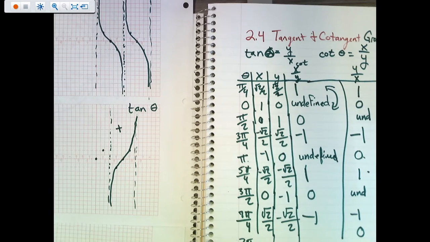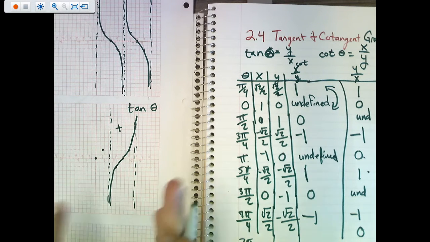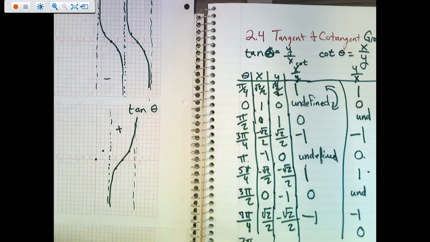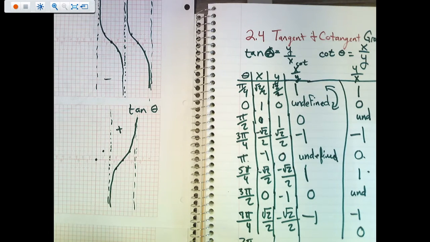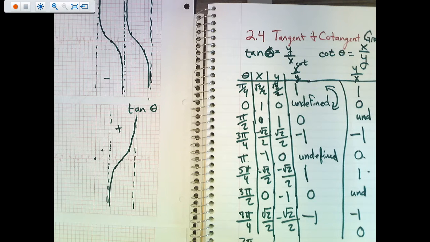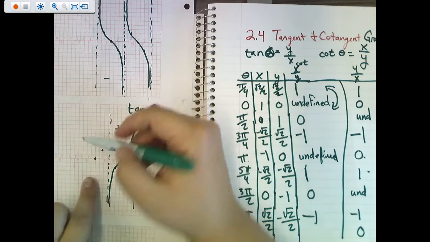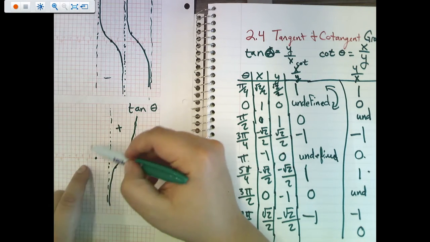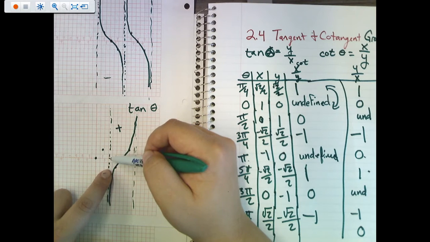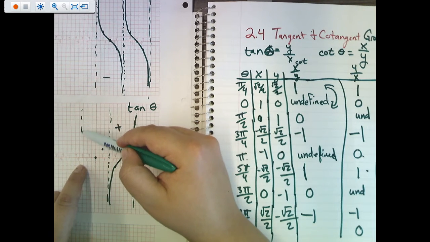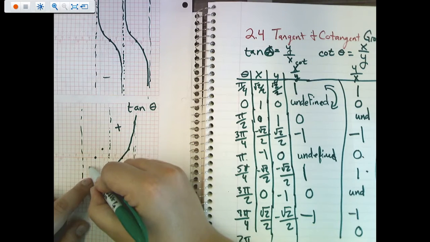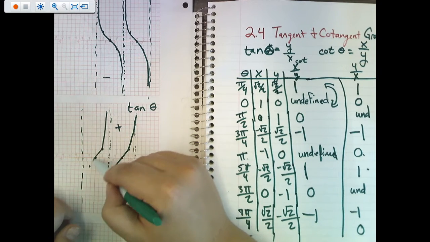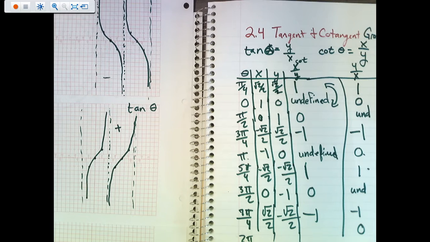You can think about it as slope, but I'm going to say it has a positive swoopy thing, and cotangent has a negative swoopy thing. For one period of this, you don't have to go from 0 to 2 pi. You just have to go from 0 to pi, or it could be negative pi over 2 to pi over 2. So whichever one works better.